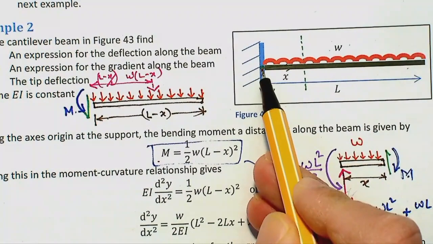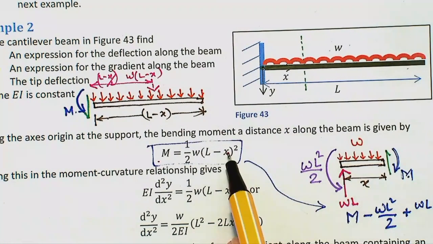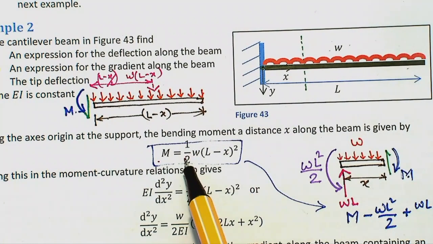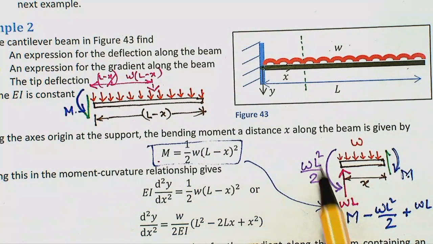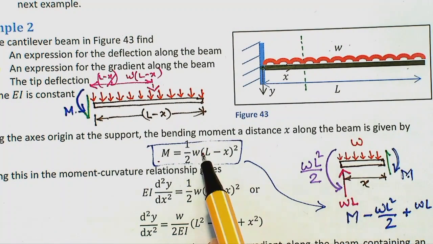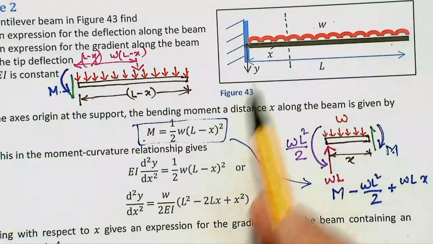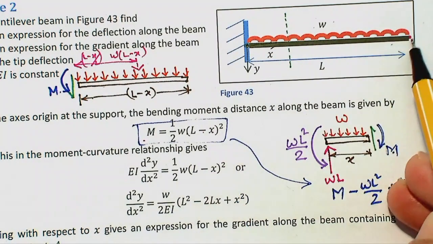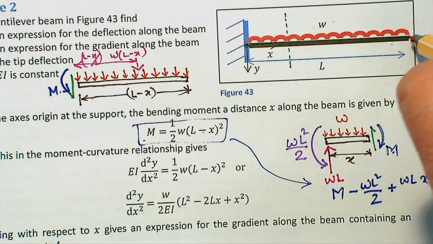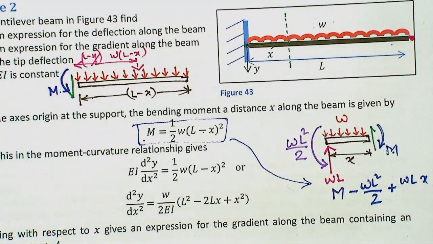Put x equal to 0, which is at the support. If you put x equal to 0, you get moment is half W L squared. Which is right. That's the support moment. So the moment at the support is W L squared over 2 if you put x equal to 0. Try putting x equal to L, which is the free end. If you put x equal to L, the moment is 0. That means the free end moment is 0, which is also correct. So this expression is right.